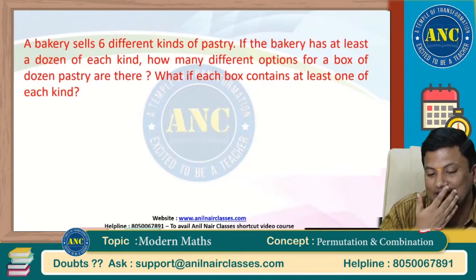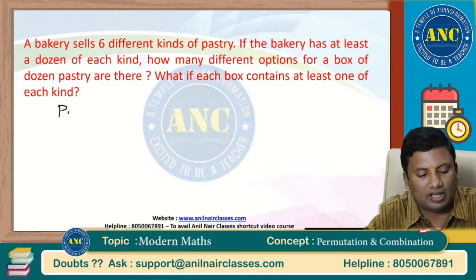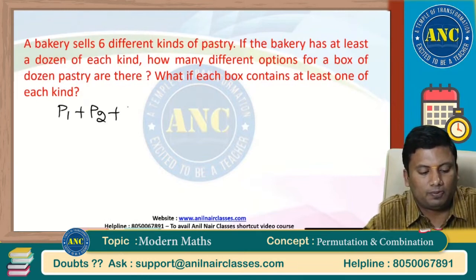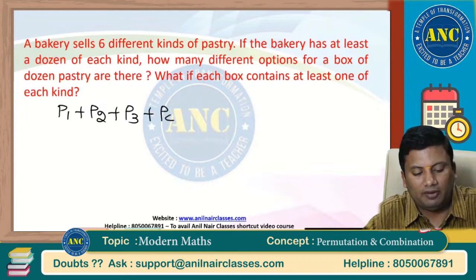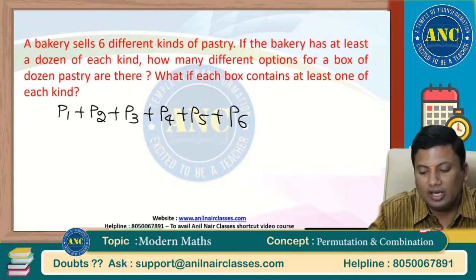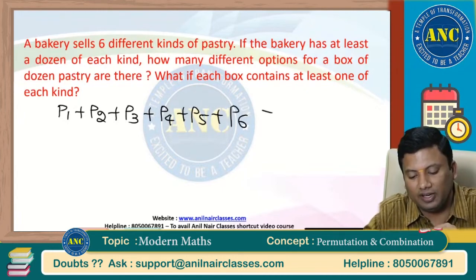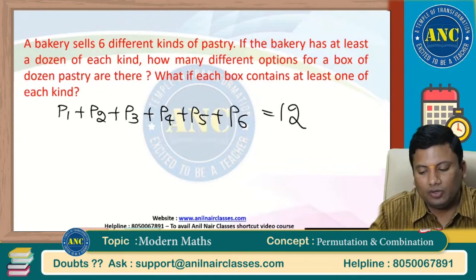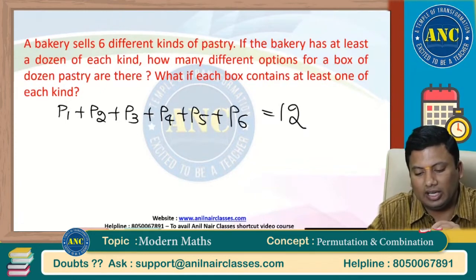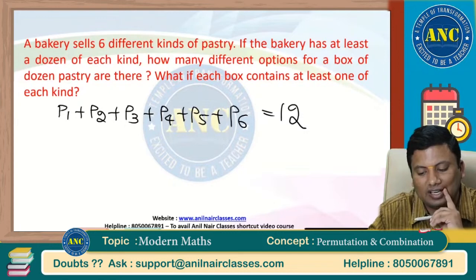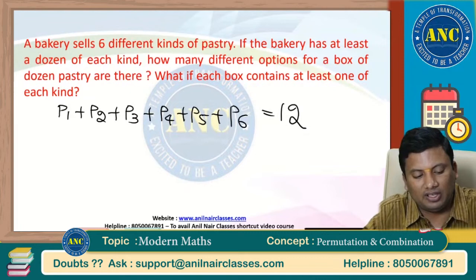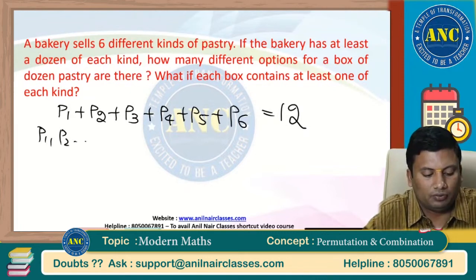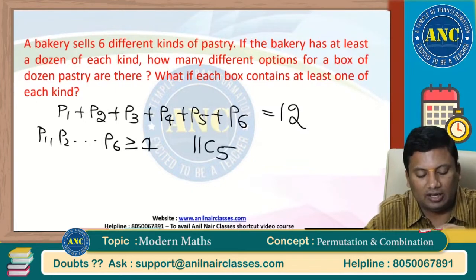A bakery sells 6 different kinds of pastries: P1 plus P2 plus P3 plus P4 plus P5 plus P6. If a bakery has at least a dozen of each kind, total I should give 12. For a box of a dozen pastries, how many different options? What if each box contains at least one of each kind? So P1, P2, up to P6 greater than or equivalent to 1. Answer is nothing but 11C5.